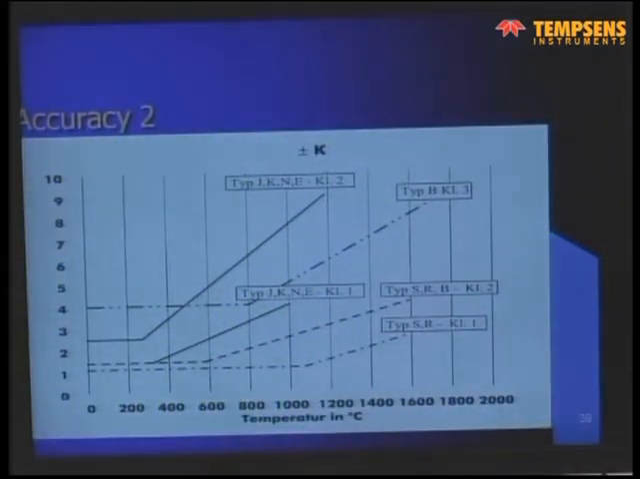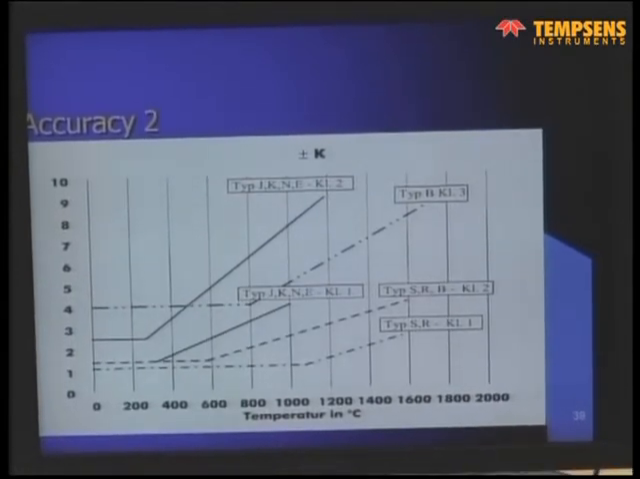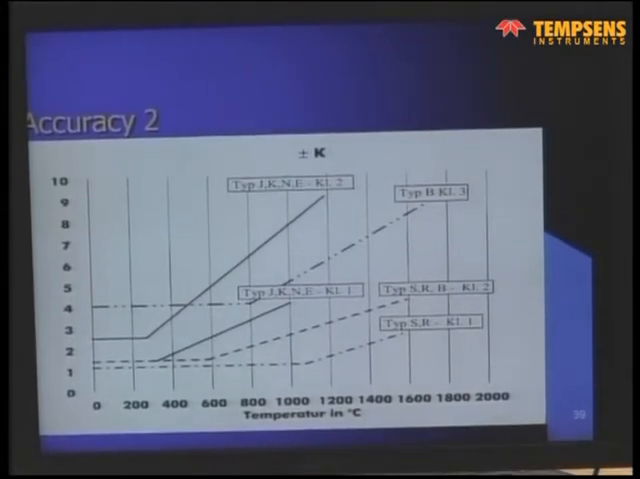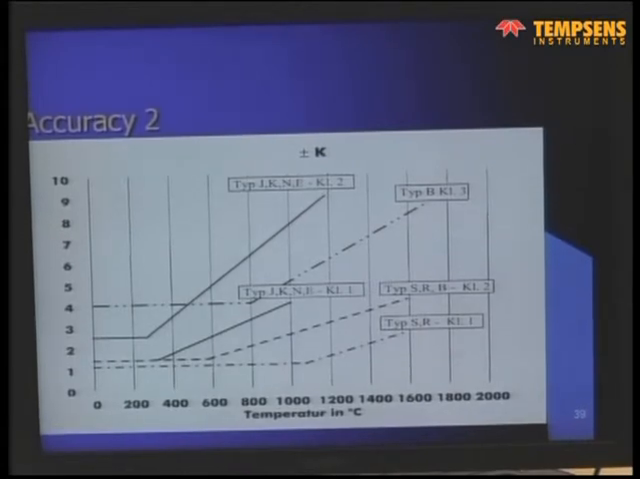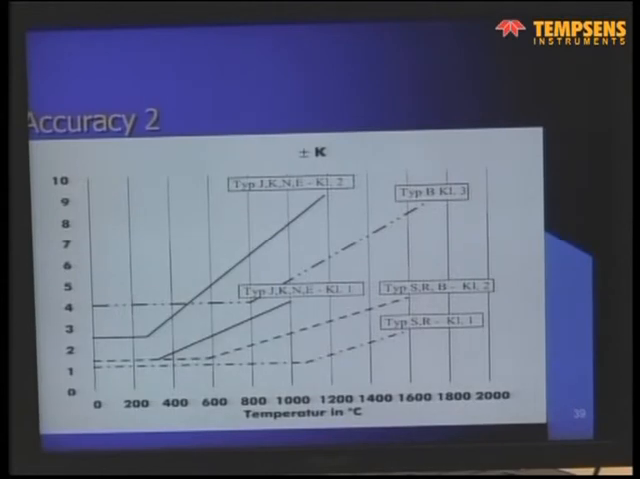This is a graphical display about the uncertainties over the temperature for the different types of thermocouples. And it is only the positive side. As with PT100, it is mirrored on the negative side accordingly.